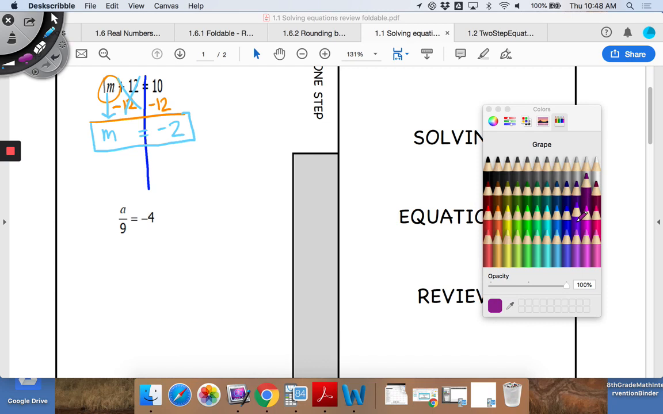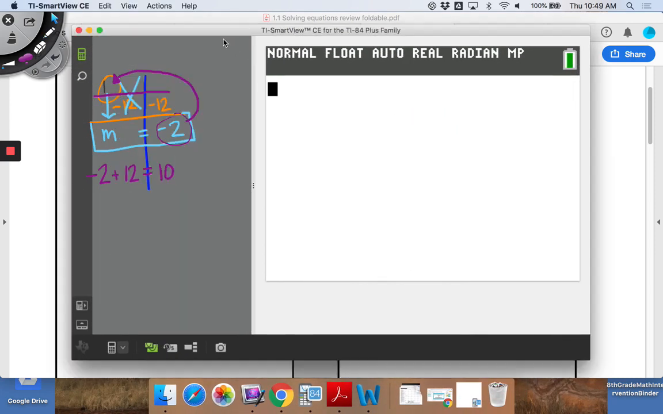We're going to take whatever we got for m. In this case, we got negative 2. We're going to take what m equals and we're going to substitute it back into the original equation for m. So instead of m being right there, we're going to put negative 2. Then we're going to write the entire rest of the original equation. Negative 2 plus 12 equals 10. So what we could do in our calculator is type that straight in.